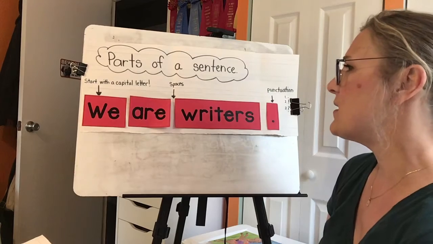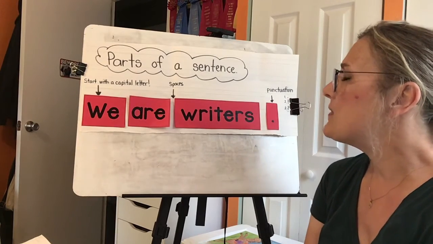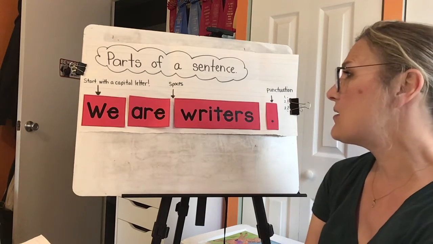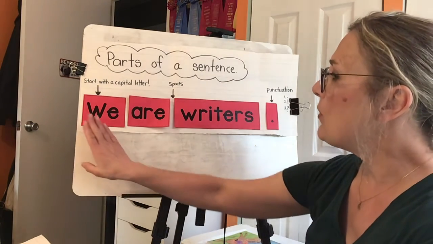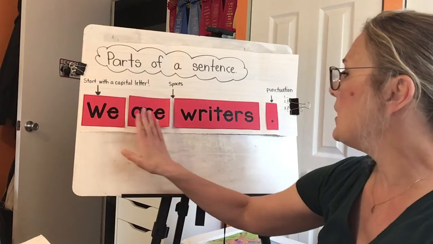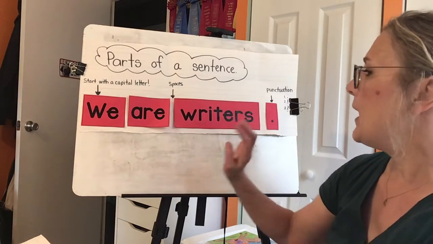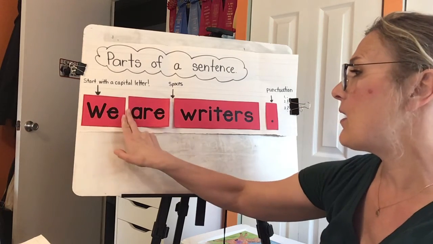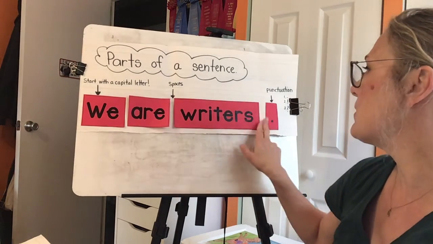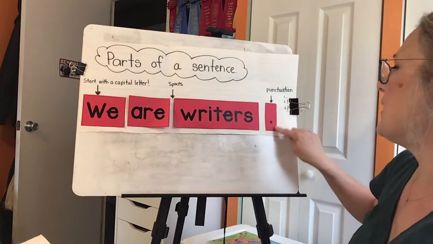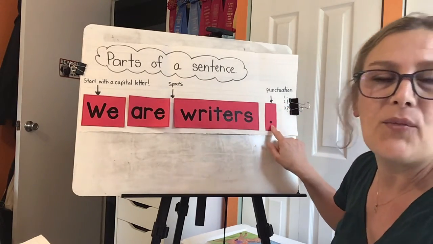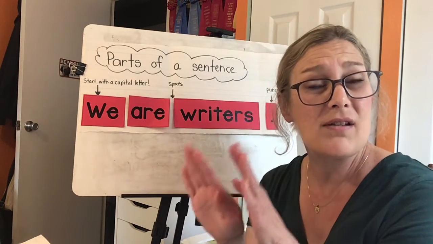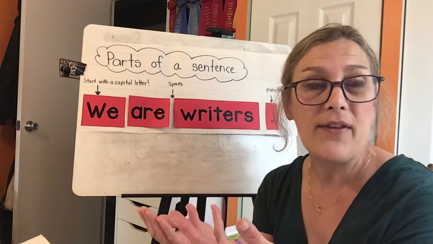I have a sentence here, and something I want you to think about when you're writing is these parts of a sentence. So I have a sentence here that says, "We are writers." And in the beginning of our sentence, it starts with a capital letter. There are spaces between my words right here. And at the end of this sentence, there's a period, and we call that punctuation. Punctuation tells the reader that you need to stop and take a breath, and there's more coming.